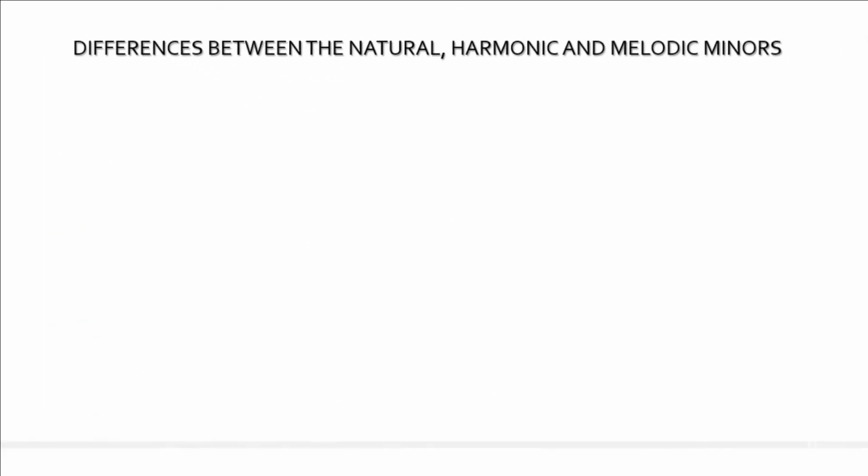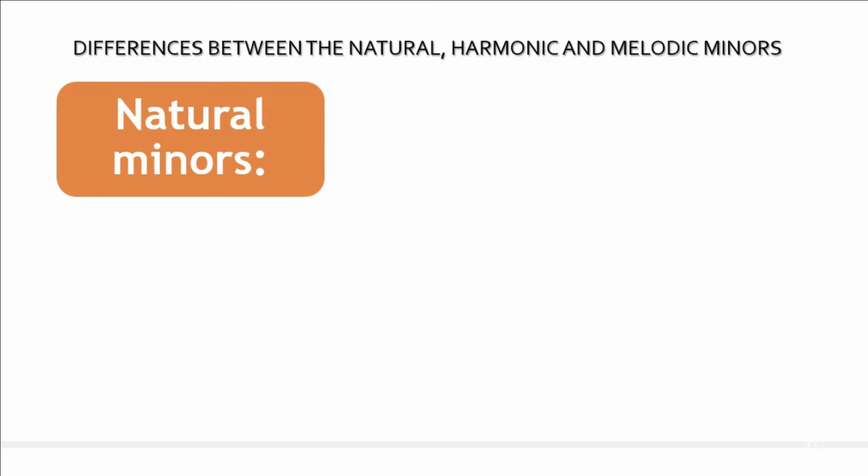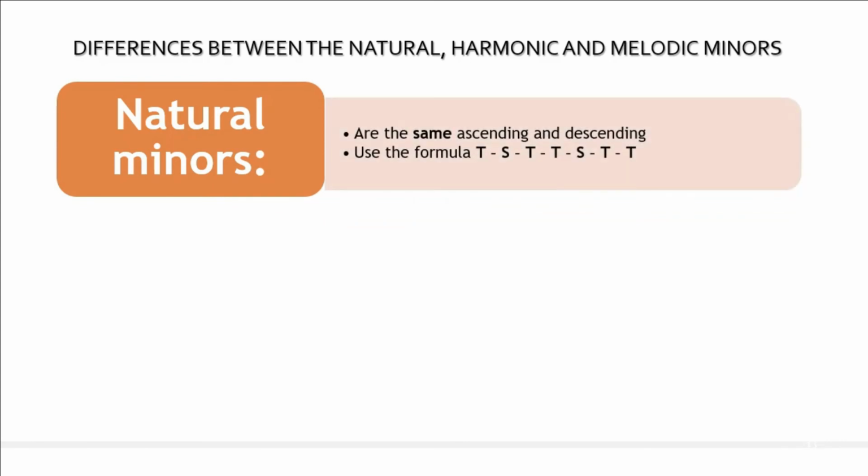So now let's look straight into the differences between the natural, the harmonic, and the melodic minors. Let's remember that the three minor scales always have a flattened third note. By that I mean their third note is one semitone lower than the major scale. That is what makes them a minor scale rather than a major scale. Now for the natural minors, their unique features are, number one, they are the same in ascending and descending order.